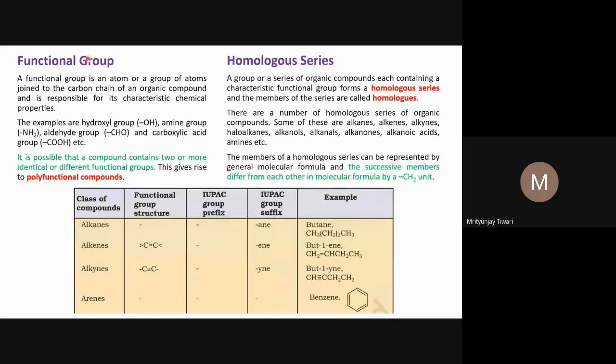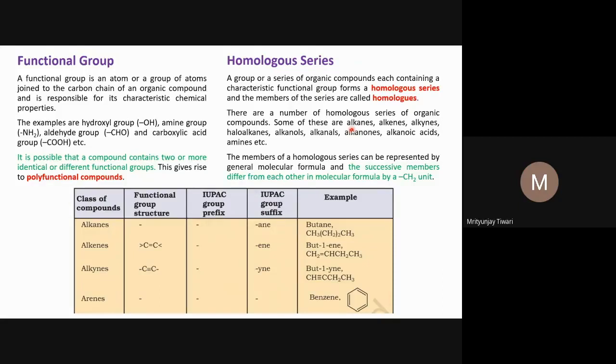Then we also saw the functional groups. When you look at the structure of an organic compound, some part of it, which usually contains heteroatoms, actually determines the reactivity of the chemical compound, and that portion is called the functional group. Based on the functional group, there can be many homologous series. Homologous series means compounds having similar structure belong to a homologous series.